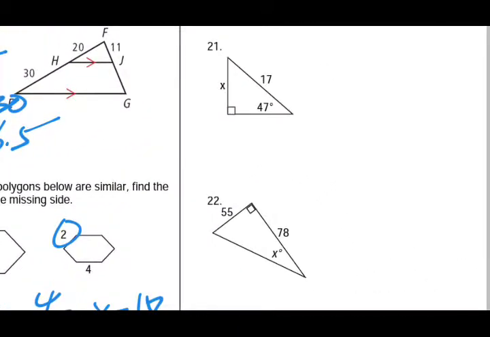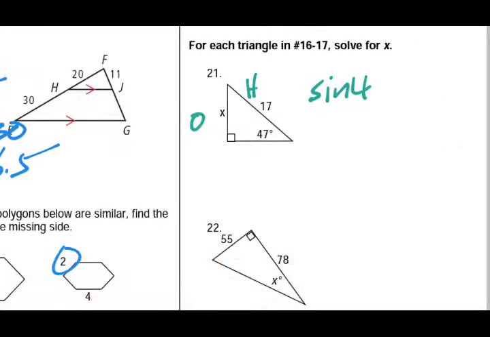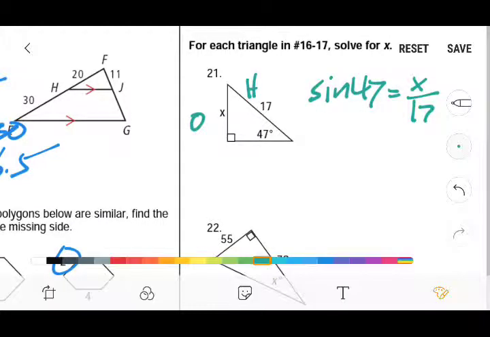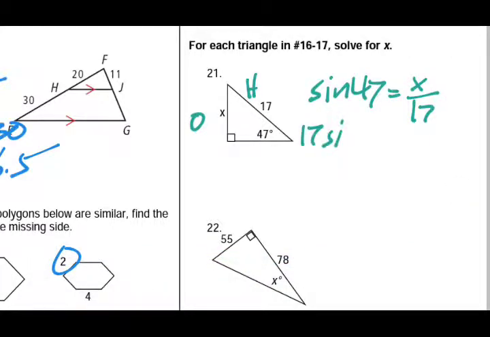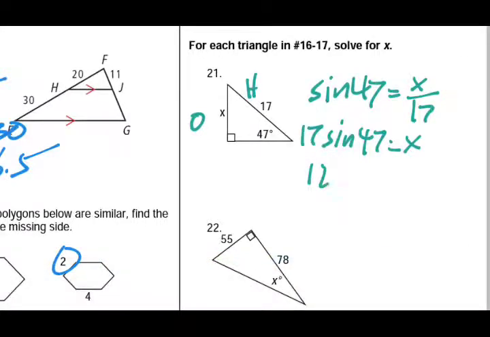With these two, you don't have shortcuts. You actually have to do them. So you have your opposite and your hypotenuse. So this is going to be sine of 47 equals x over 17. So this is the easier one. You just multiply both sides by 17. You have 17 sine 47 equals x. 17 sine 47. So that's going to be 12.43 equals x.